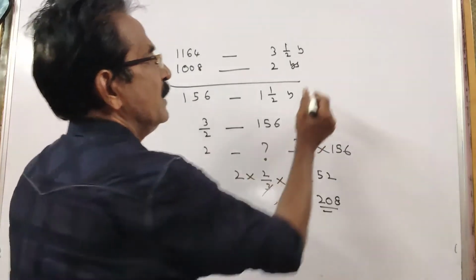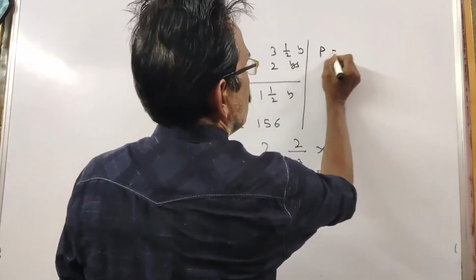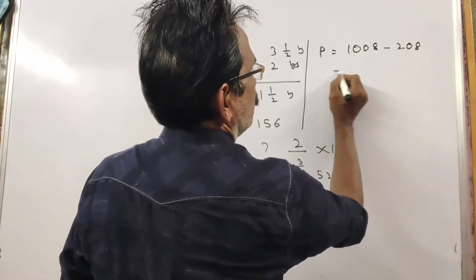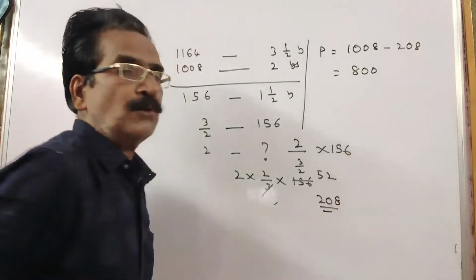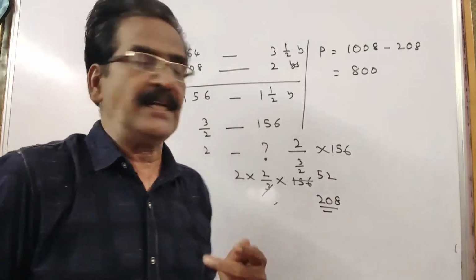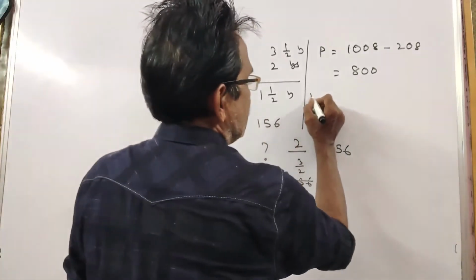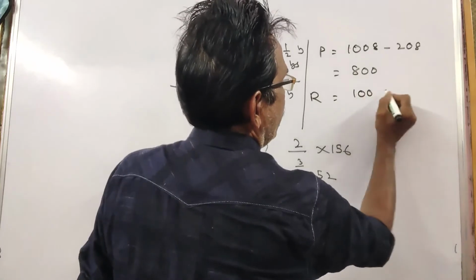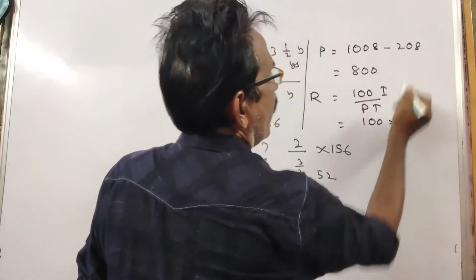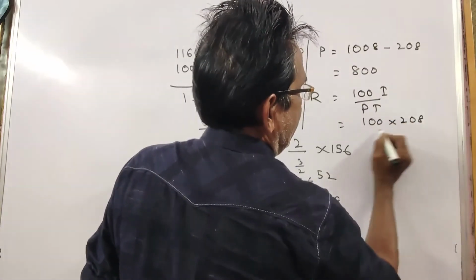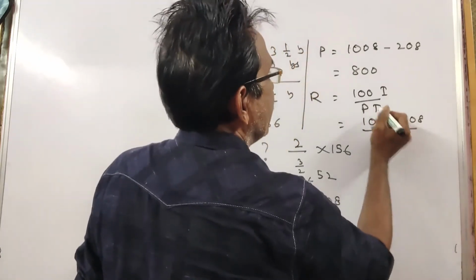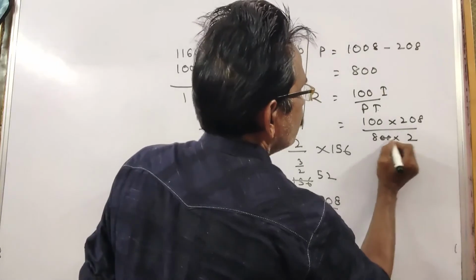So to get the principal, principal is equal to amount minus interest for 2 years, that is equal to 800. So your principal is 800. Now let us find R, rate of interest. R is equal to 100I by PT. 100 into I, 208 by P 800 into T, time 2 years.